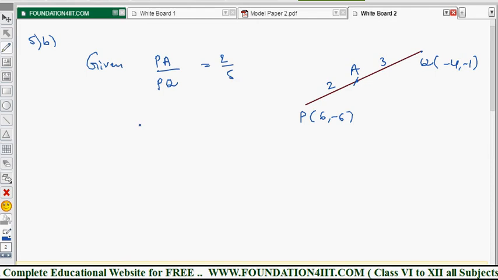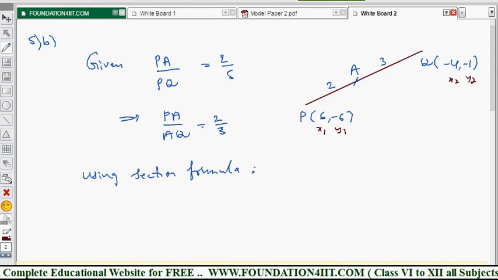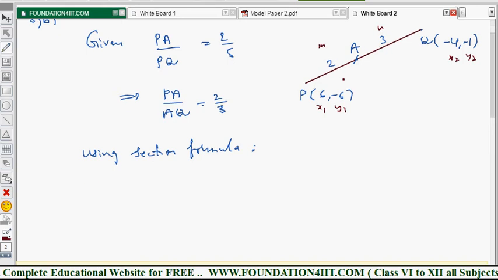Then PA by AQ is equal to 2 by 3, because 2 plus 3 is 5, since they gave PA by PQ is 2 by 5. Then from this you can use the section formula to find the coordinates of point A. Just use the section formula to find out A. That is, take this as x1 y1, this one as x2 y2, and the ratio is m is to n. Then point A is x comma y. Then we can find out A.